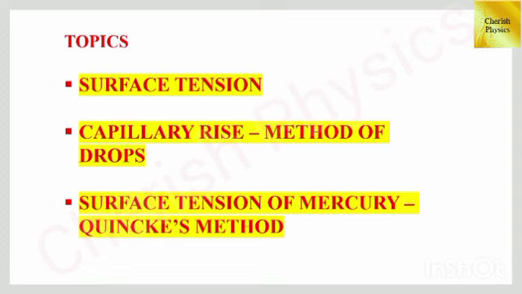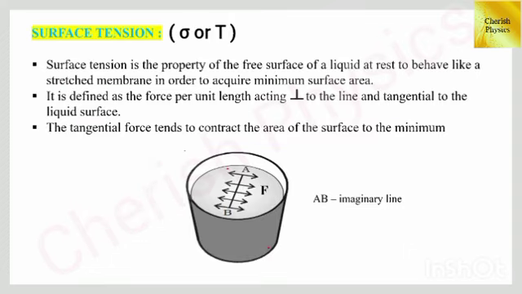Today let us see the topic surface tension. From the name itself we can understand there is a tension, that is force on the surface. It is denoted by the symbol sigma or T. See the picture, a beaker filled with water or any other liquid. The surface of the liquid behaves as if it is covered with a stretched elastic membrane. Mostly this surface is called as elastic skin.